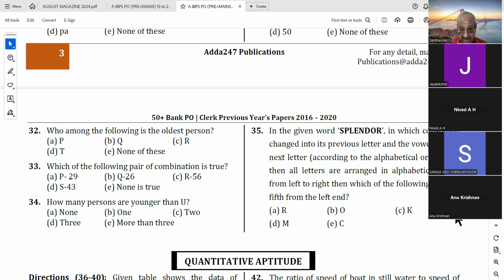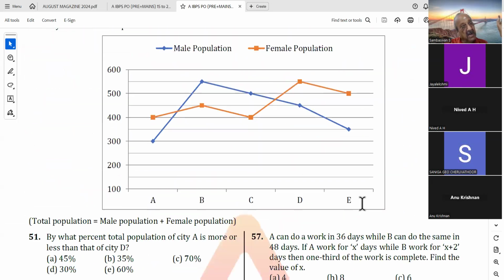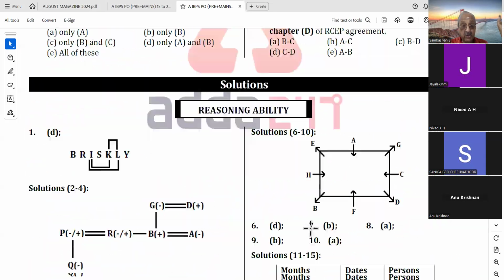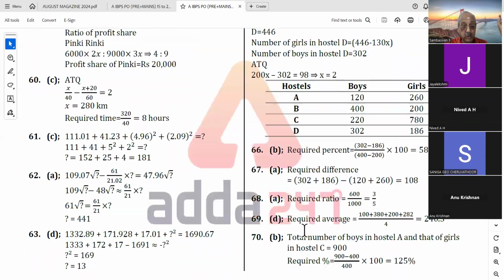Here what they are asking: which of the following letters is fifth from the left end? First letter C, second F, third K, fourth M, fifth is O. Answer is O. Is it clear? Yes, sir. Is it clear, boys? Have you noted? Yes, sir. Very good. I am happy we have done a portion of paper one. We are moving to paper number two.